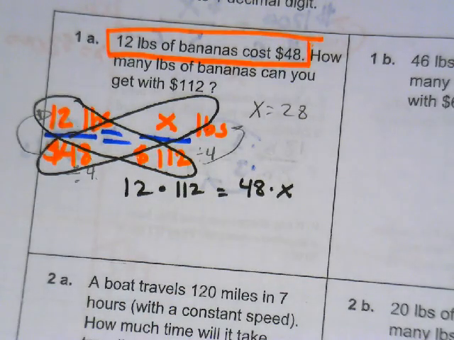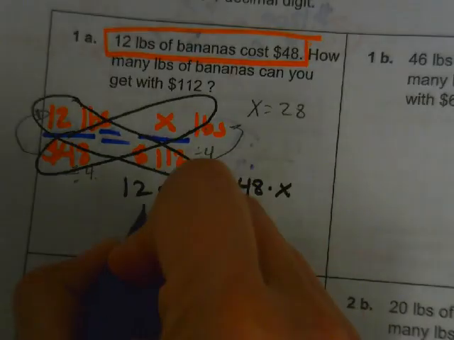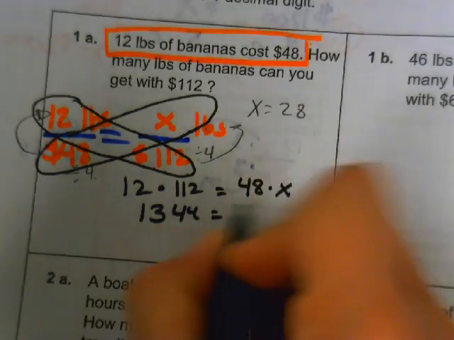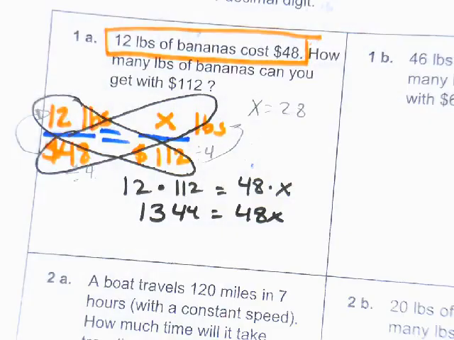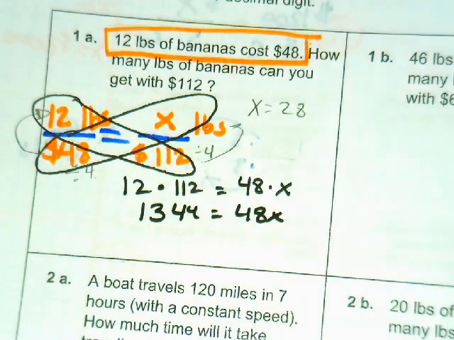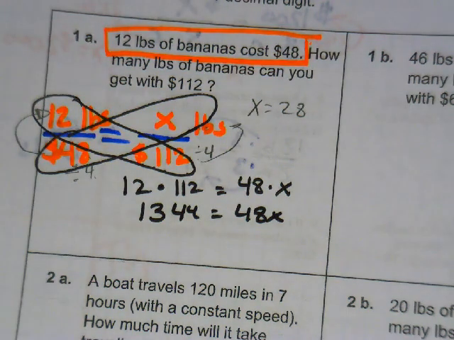1,344. All right. So now I have 1,344 is equal to 48x. Now I need x by itself. So how do I move the 48?